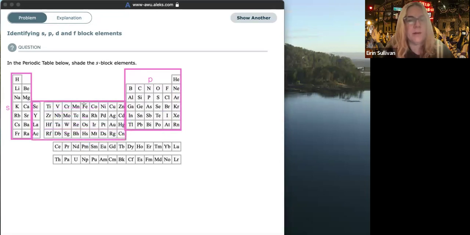Your D block is in the middle, starting with 3D, okay? Coming straight out of your quantum numbers. And then your F block is the lanthanides and actinides down the bottom. So that's all the possible things you could be asked in this question.